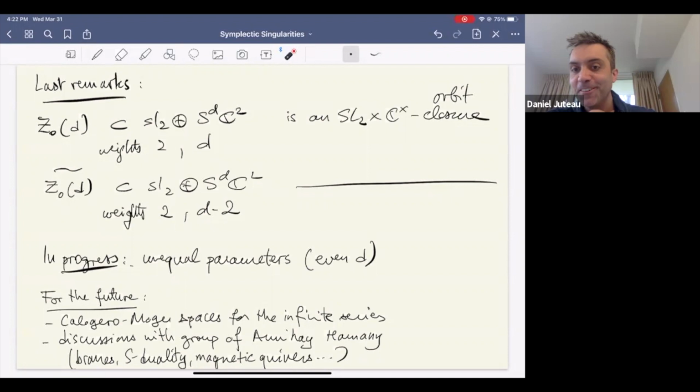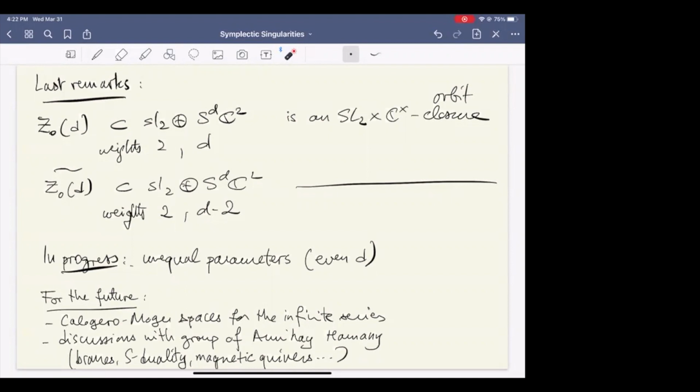I don't know examples of what you're saying. But in any case, it's worth looking at all the sources we can think of. And another question is whether, if you start with a symplectic singularity in characteristic P, so I'm not sure exactly how to define that, one has to be particularly careful or not.